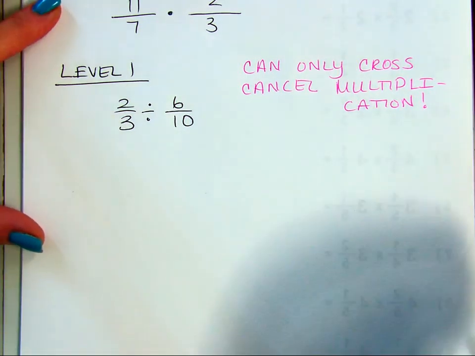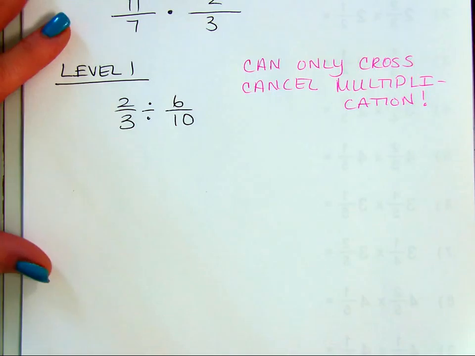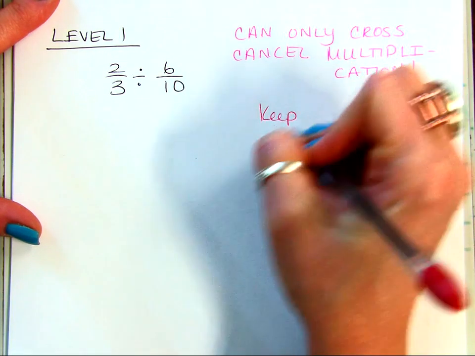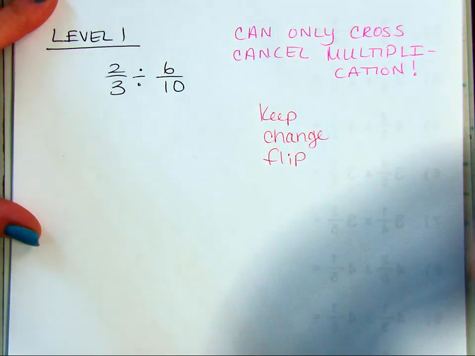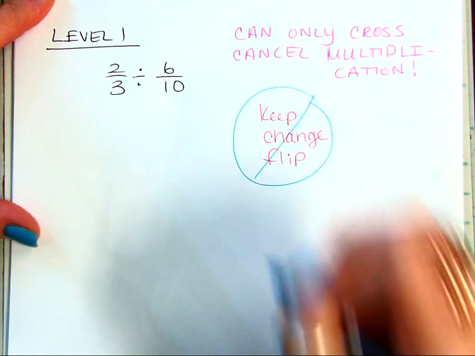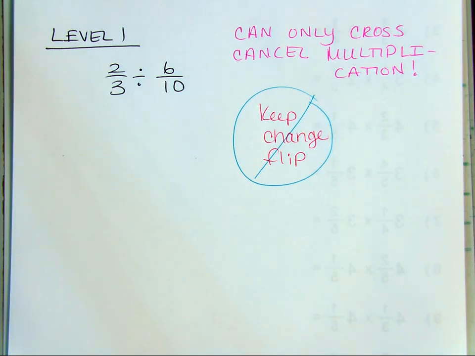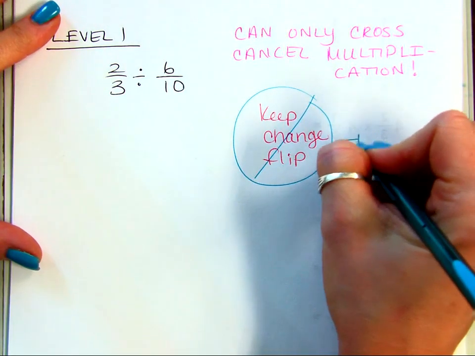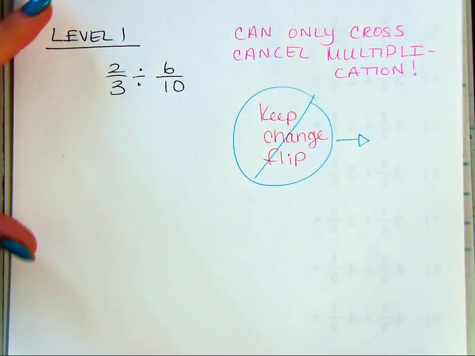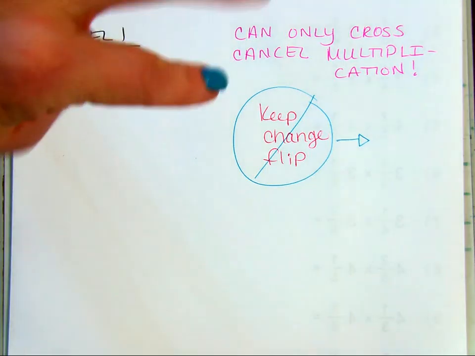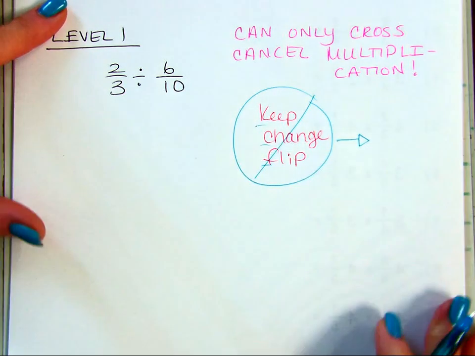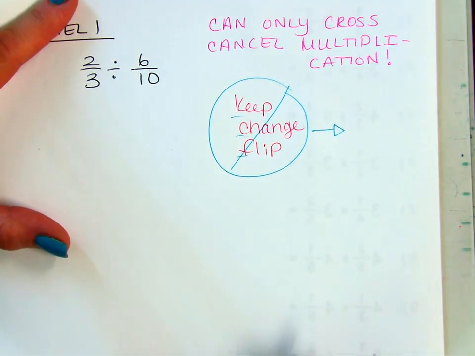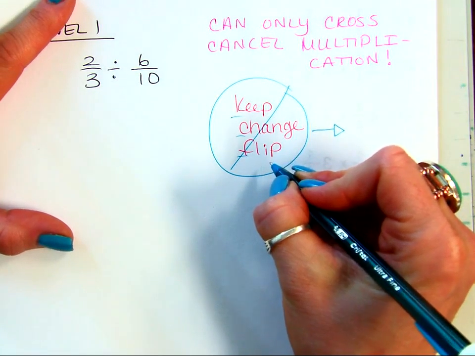The other thing I need you to know is that I don't want to hear you say keep, change, flip. So I want you to write this, and then I want you to put a big old circle with a line through it. I know that you know that. Keep, change, flip is not a mathematical phrase. It doesn't really teach you anything. You're not using the correct terms. So what can we change keep, change, flip to? Yes, Brian? KCF? No, that's I see you just abbreviated it. Multiply by the reciprocal.